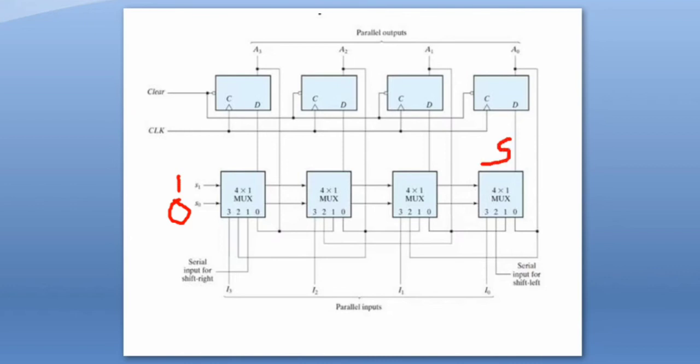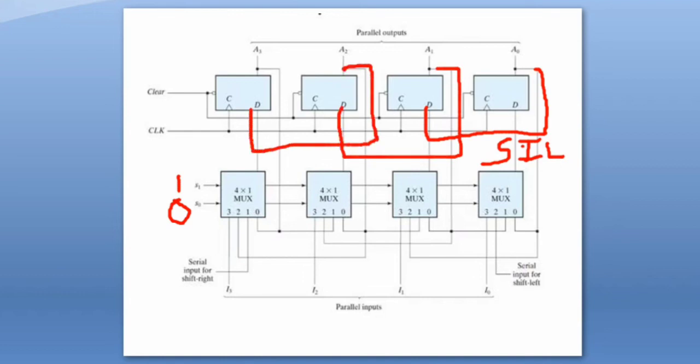So here what value will be coming? Serial input left. Here this value. Okay. I will draw like this. This output value will be there now. This output value will be applied to D here. Like this we need to get. Okay. So how can we get that?